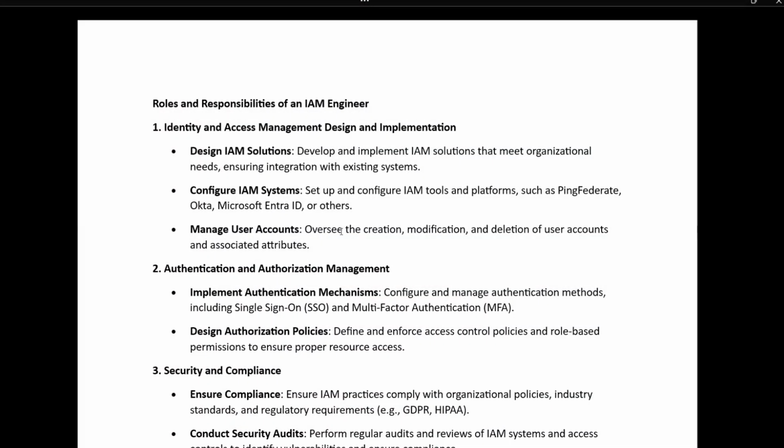The first is, as an IAM engineer, one of the common traits that we should focus on is designing an IAM solution. When I say designing an IAM solution, it can go from designing a small policy to designing a complex policy also. Okay, and that policy could be, let's say, for a completely new thing from scratch. So there, anyway, you're developing something.